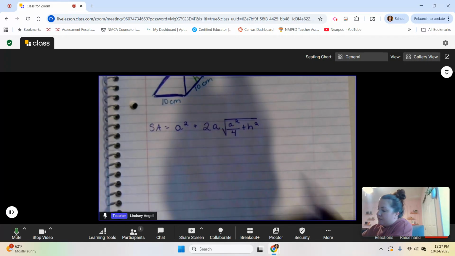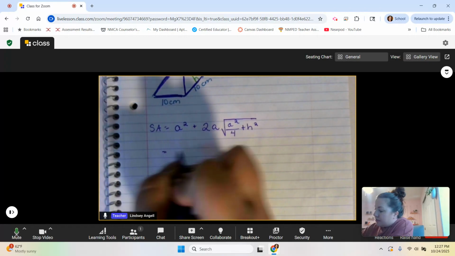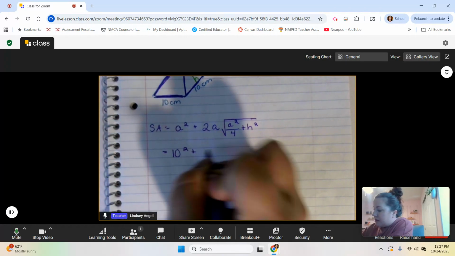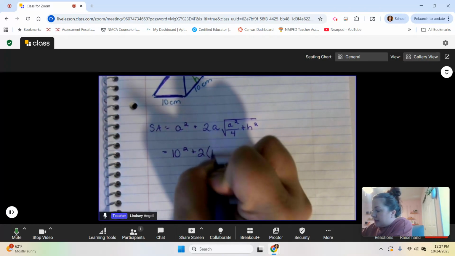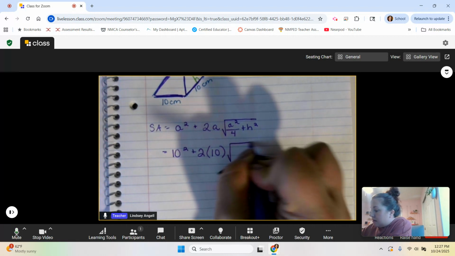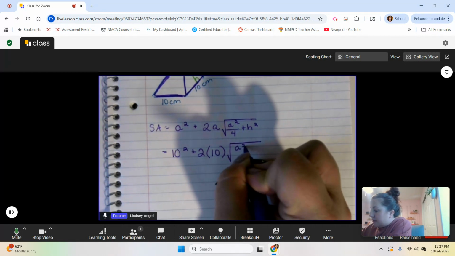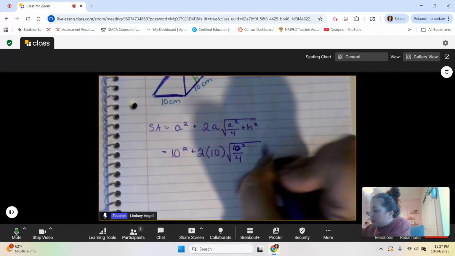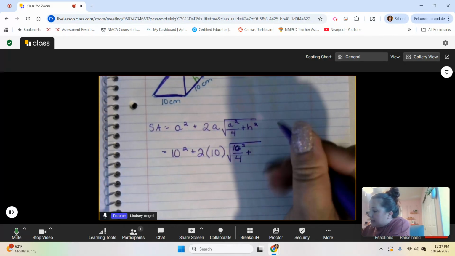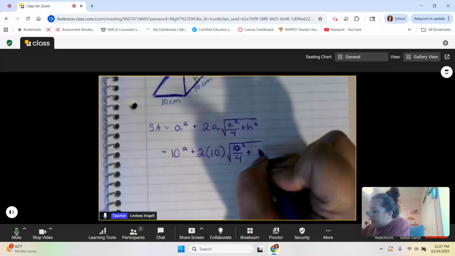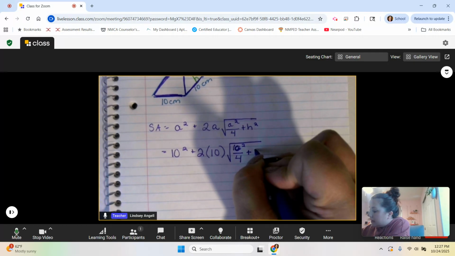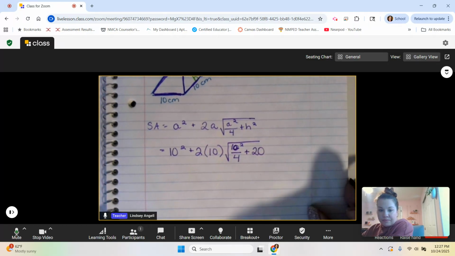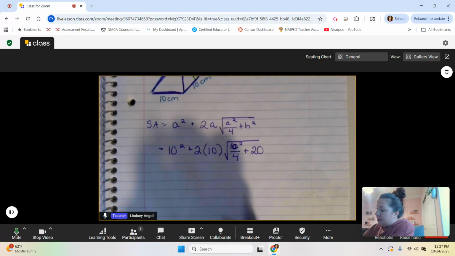Okay, so let's see, if we fill all of that in, well, a squared, we already did that, but we have 10 squared plus 2 times 10 times, and then we have, oops, I should have written 10 squared over 4 plus, and then the slant height of, what was it, 20. Okay, so let's see what we come up with.